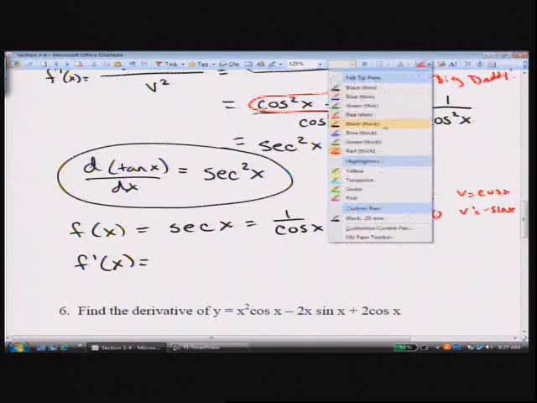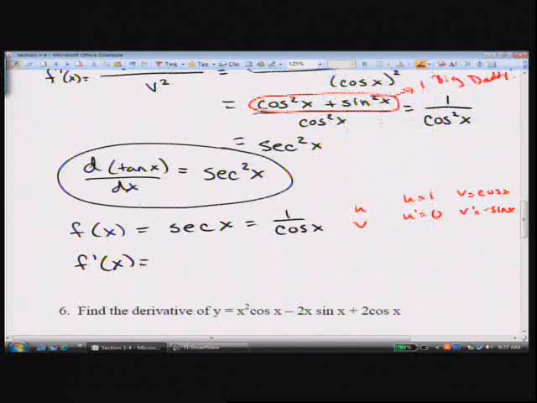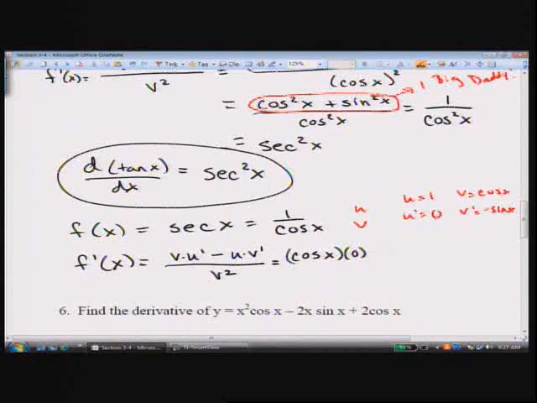So if I want to find the derivative of the secant, I'm going to use the quotient rule. Low d high, so v times u prime, minus high d low, u times v prime, all over v squared. So that's going to be v, which is cosine x, times u prime, which is 0, minus u, which is 1, times v prime, which is negative sine x, all over v squared, which was cosine x squared. Okay? Everybody okay?